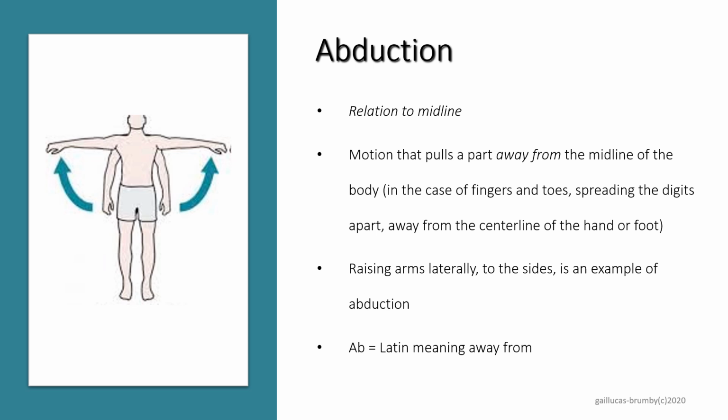Abduction means to bring something away from the body. If I abduct a child, that child is taken away. So abduction is taking a limb away from the midline of the body. If you remember, the midline is this invisible line down the middle of the body. So an abduction of your arm is to take it away from the midline, so out towards the side.